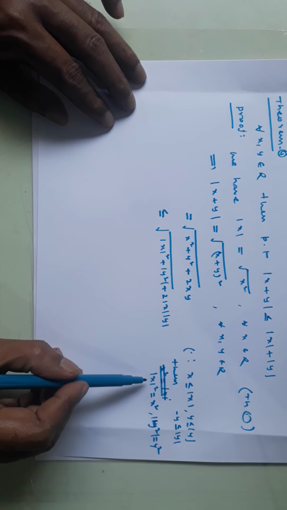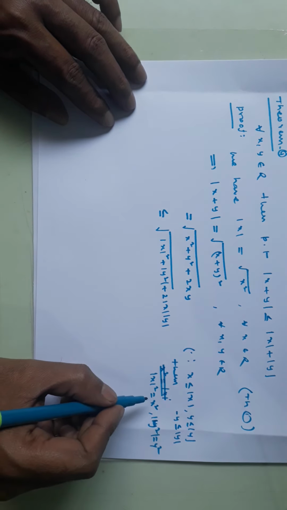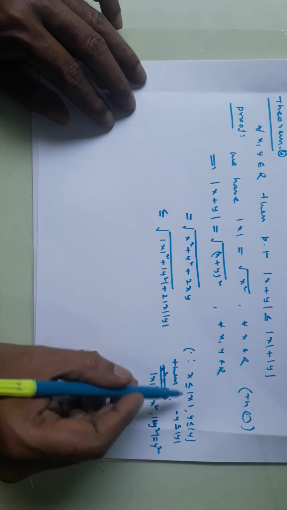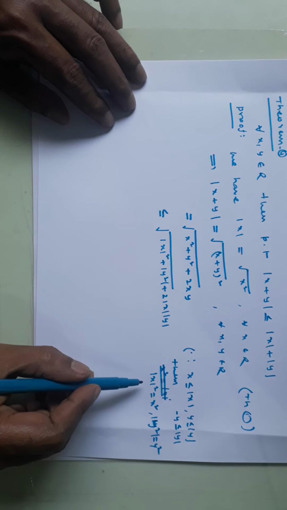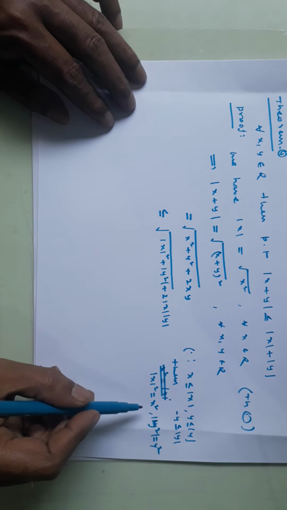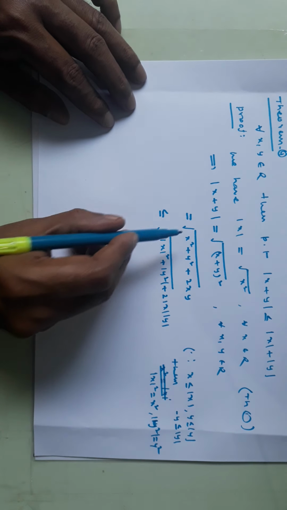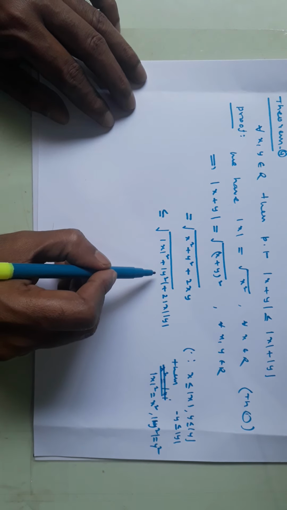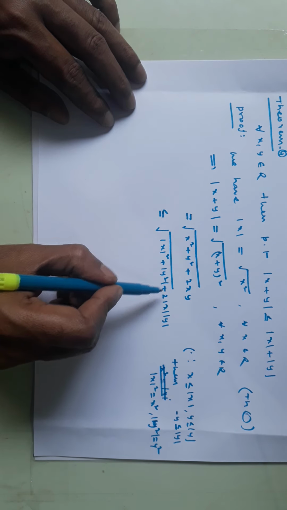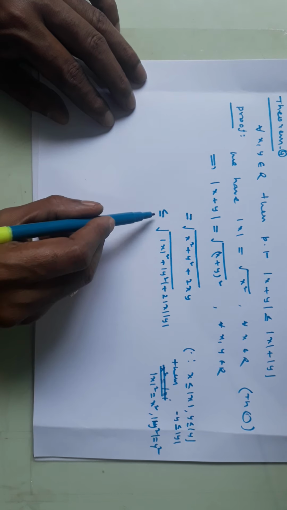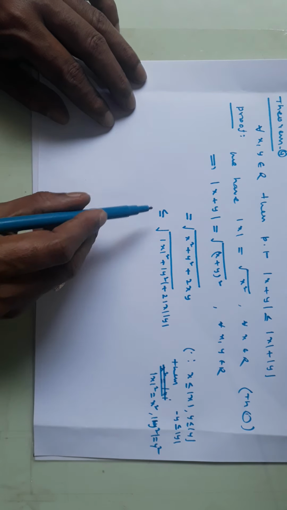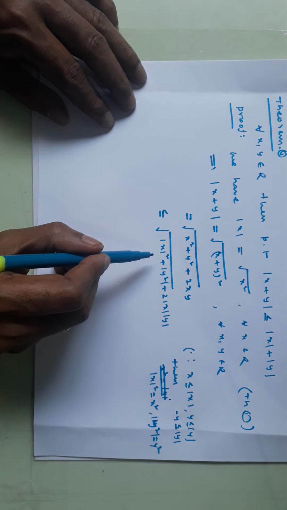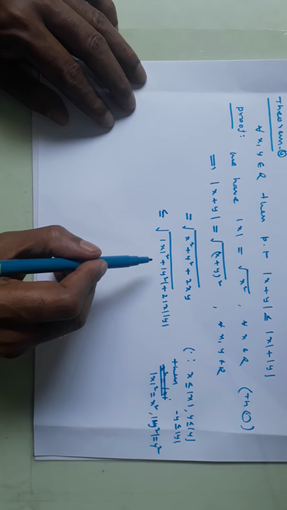So x square: x is less than or equal to mod x means mod x square is the same as x square. This is also one of the properties. Mod y square is also equal to y square. So wherever x square is there, we can write mod x square, and where y square is there, mod y square, plus 2, the constant, x is less than or equal to mod x. Similarly, y is less than or equal to mod y. So this step is to be changed like this by using the properties of modulus.